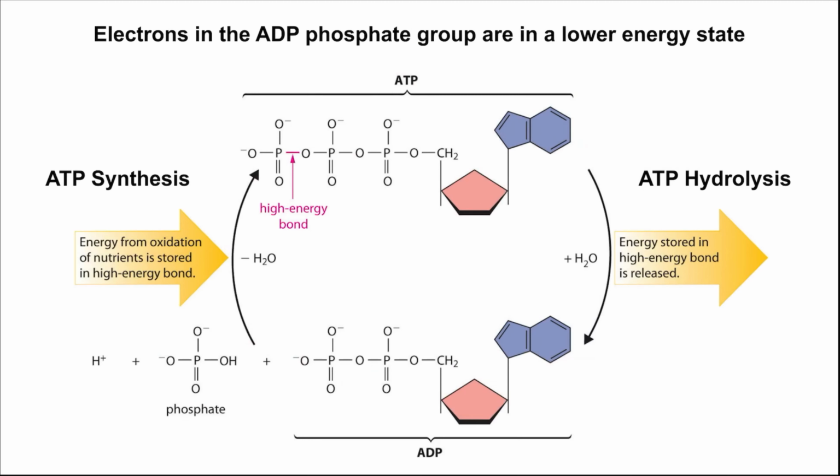After losing a phosphate group, ATP is in a lower energy state. It's also helpful to note that there's a single phosphate group floating around. It used to be attached to the ATP, but of course it was removed during ATP hydrolysis. During ATP synthesis, that phosphate group is reattached.